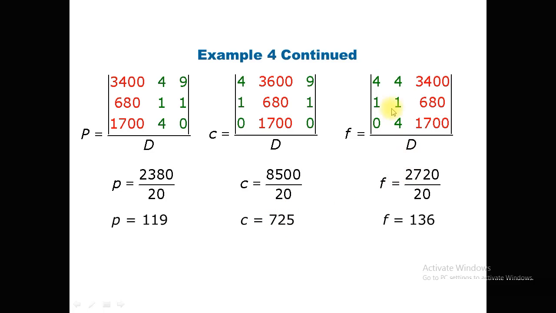Now to find the determinant of this, using any method, the value of this determinant is 2720, and the determinant of the coefficient matrix is 20. So for the value of f, divide 2720 by 20, we get 136.